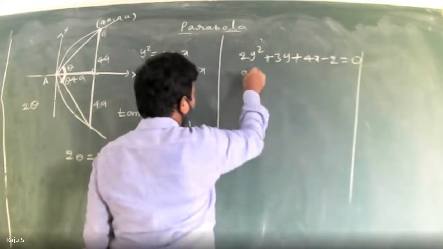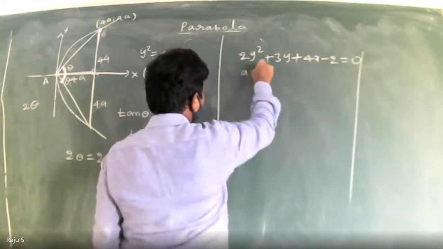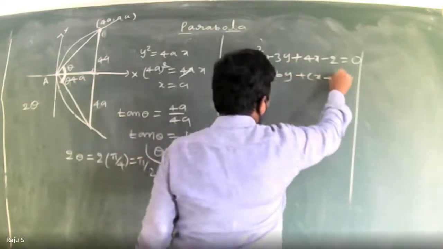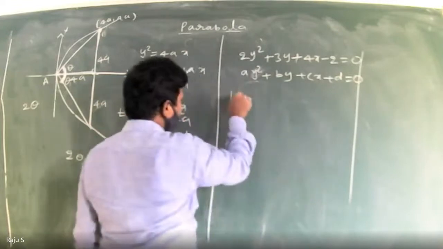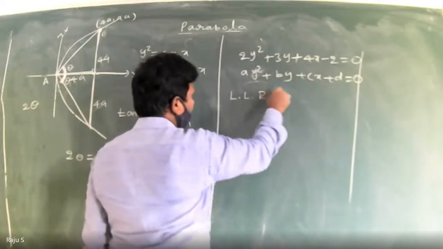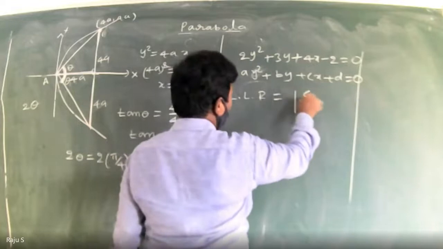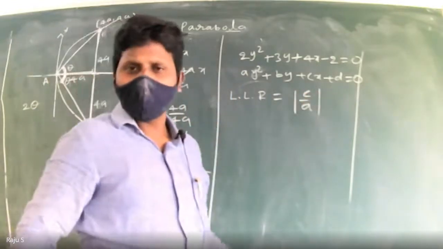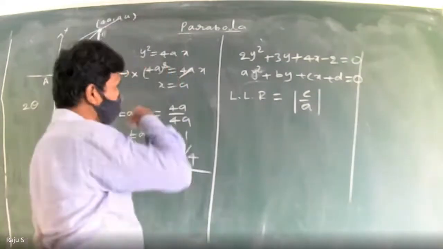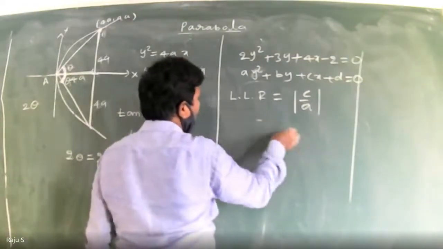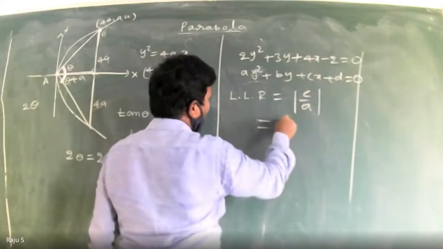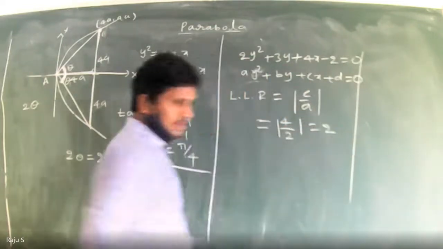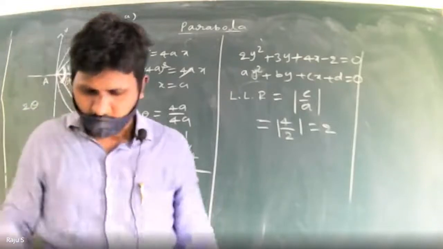Comparing this with ay square plus by plus cx plus d is equal to 0, the length of the latus rectum LLR is equal to, as I clearly gave yesterday, modulus c by a. C by a formula. What is c here? Comparing both, c is 4 by a is 2. That is 2. 2 is the answer. Third option.